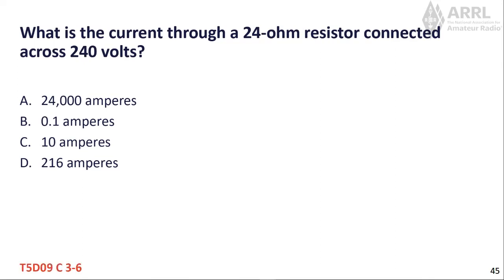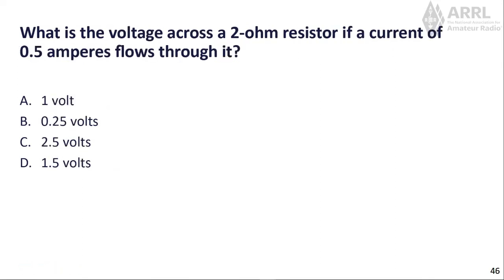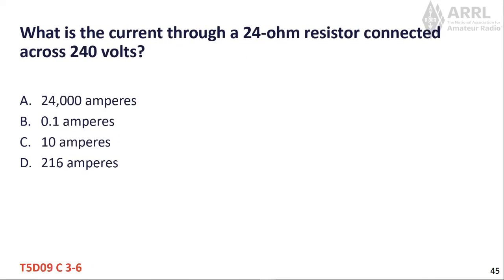Okay, try this again. What is the current through a 24 ohm resistor connected across 240 volts? So voltage 240 divided by resistance 24 is going to give you 10 amps. Correct answer is C.